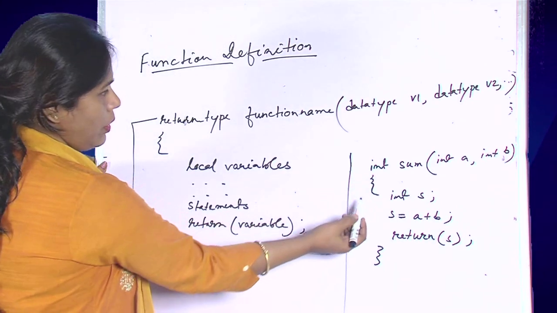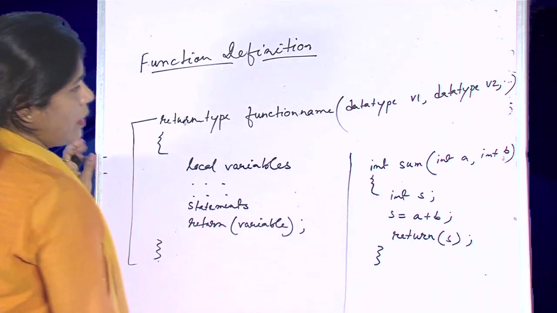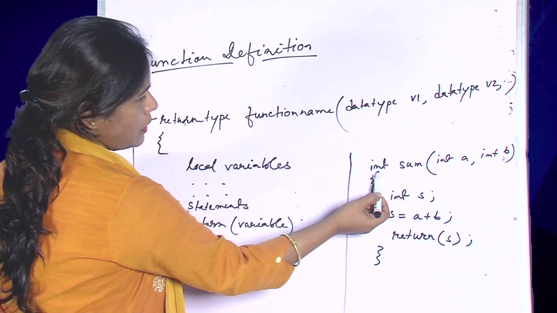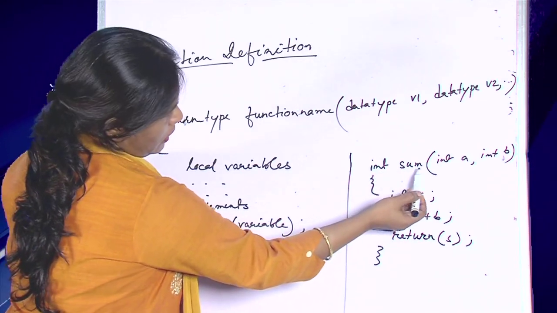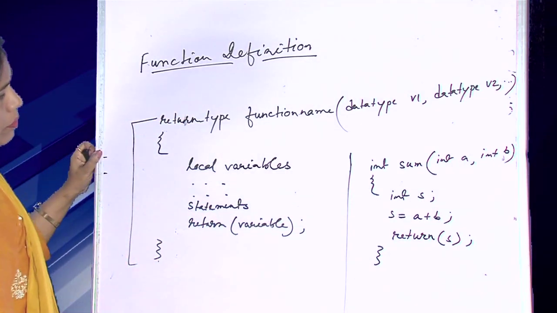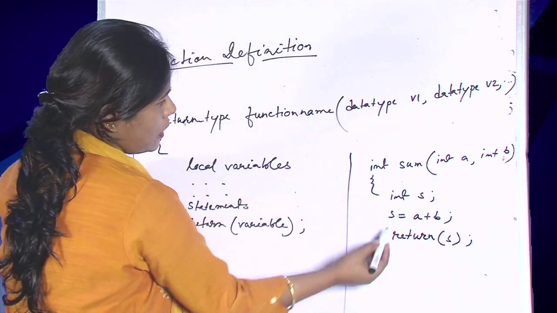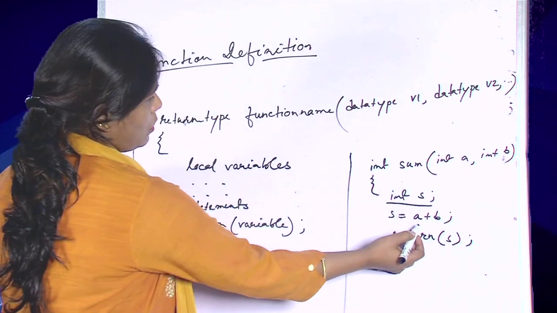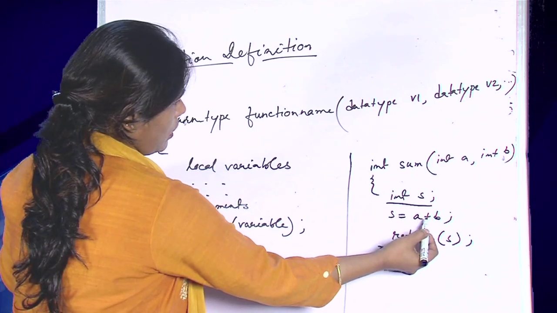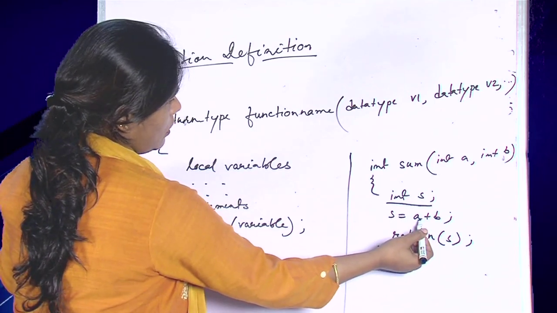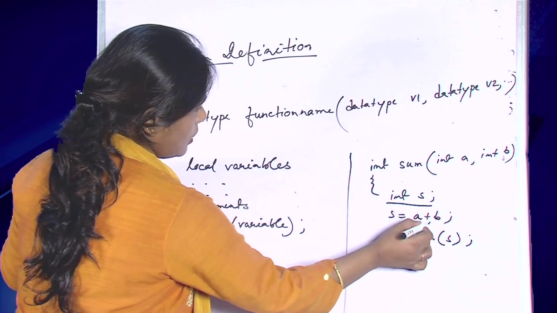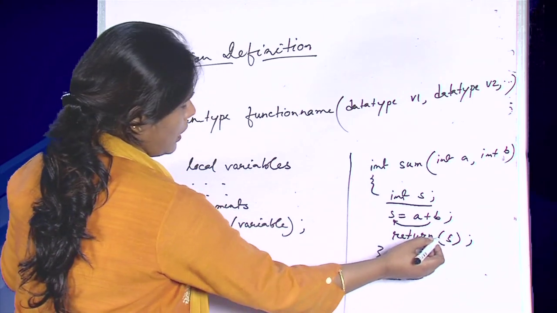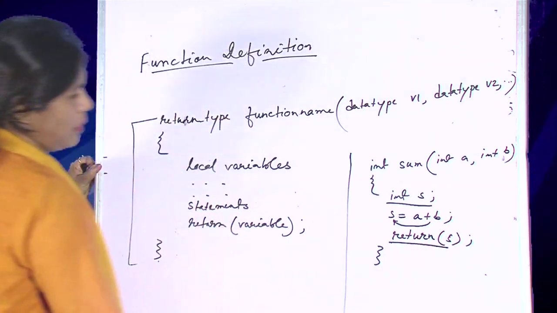I have written one example of defining a function. Here some function is defined. In this definition, return type is integer, and then function name, then two variable names. That means in parameter list there are two variables. Then this is the local variable, int s. S is the local variable where I store the addition of these two values. Addition of values stored in variables a and b will be stored in variable s, and the result stored in variable s is returned with the help of this return statement.